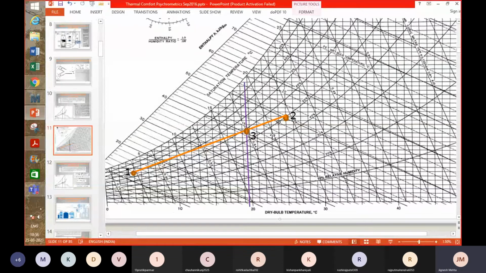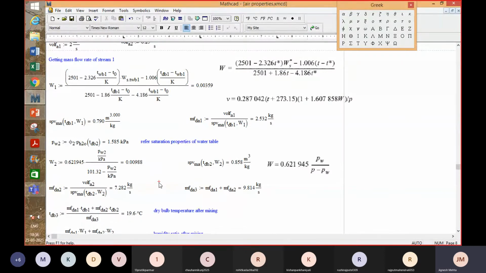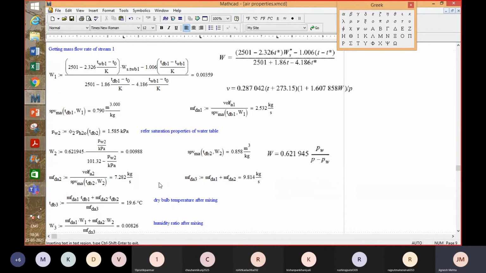That is, you can read the enthalpy, which seems to be quite close to 40 at point 3, right? And you are also interested in the wet bulb temperature at point 3, so it seems to be quite close to 15, right? It seems to be around 14.5. So that's the wet bulb temperature at point 3, right? And you can do this exercise with the help of formula also. So that is what has been done here also.